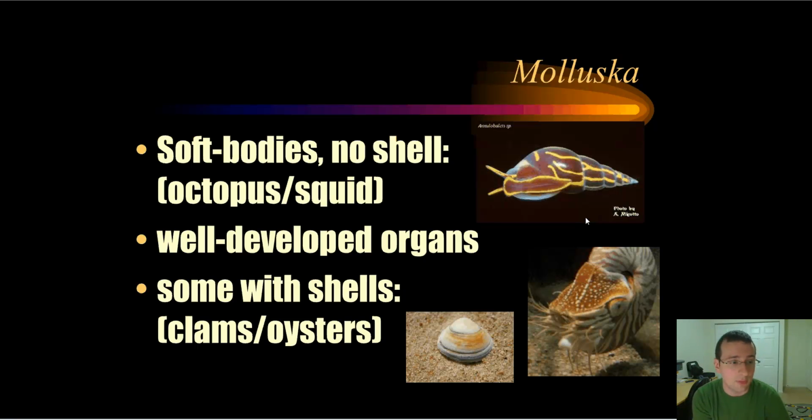There's an example of a squid down there. And you also have the well-developed organs of all of these, but some of them actually have shells, including clams and oysters, and they live most of their life sessile, although they have larval stages where they actually move around. And you also have snails, which may or may not have shells, and those are called gastropoda because they move with the bottom of their bodies.